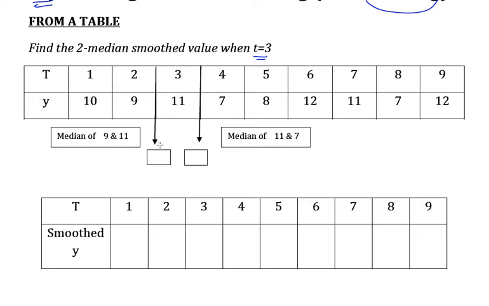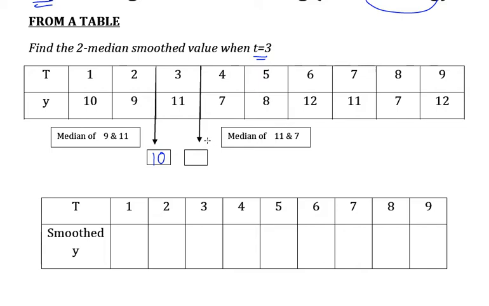That's the one I just did before. The median number in the middle, nice and easy, it's a 10. Now, if I need to do it for the other side, I'm now looking at these two values, the 11 and the 7, and I need the median of those.